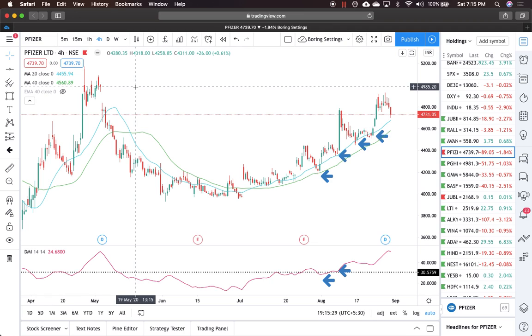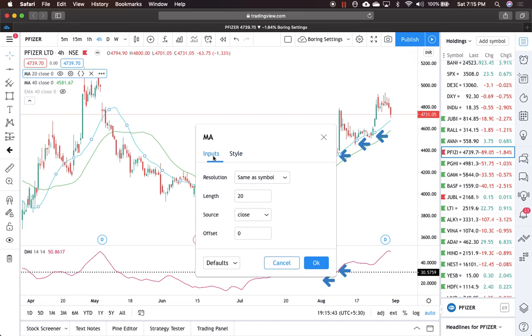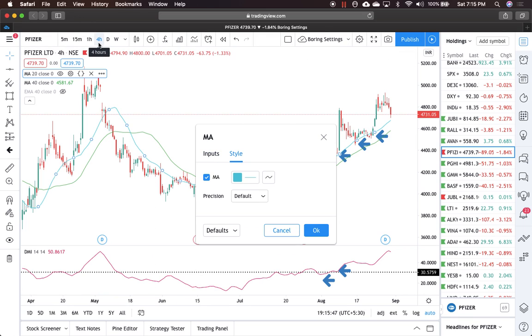Right. So any strategy that we do has two things. Number one is what is the filter, and number two is the signal. So in this strategy, let's talk about the filters first. So I am using 20 period simple moving average. I'm not using the exponential, I'm using the simple moving average. The chart I'm using is 4 hours.